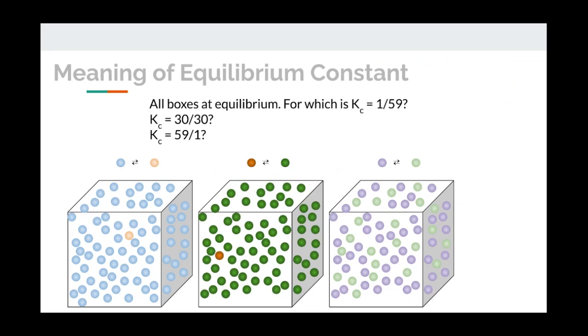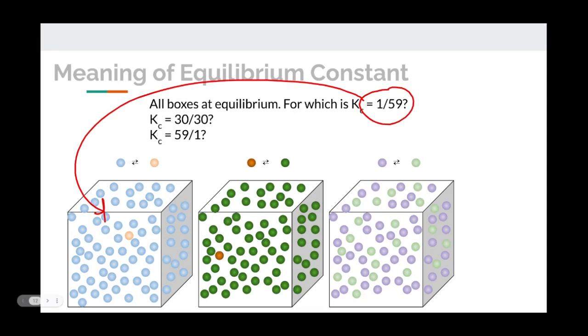So let's look at 3 particle picture examples. We have 3 choices, 1 over 59, 30 over 30, and 59 over 1. So there are 60 particles in each box. In the first reaction, the product is that orange particle. There aren't very many of them. So the numerator is going to be small and the denominator is going to be big. So that goes with that box.